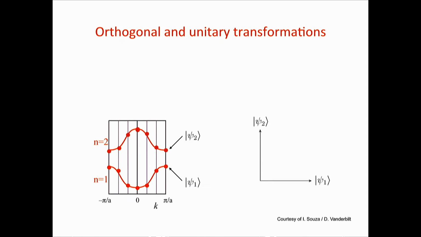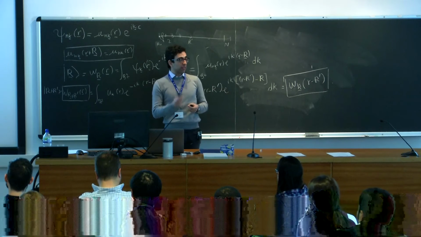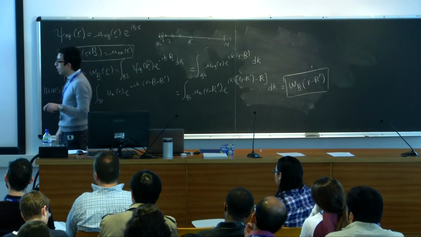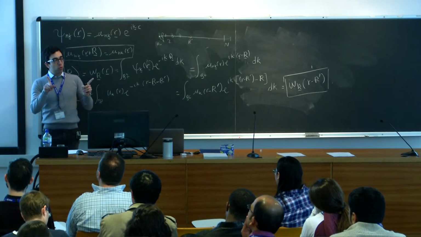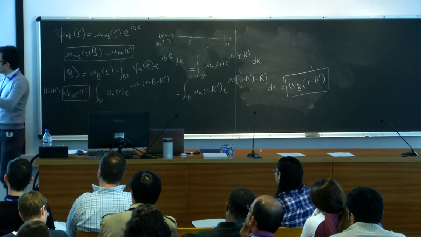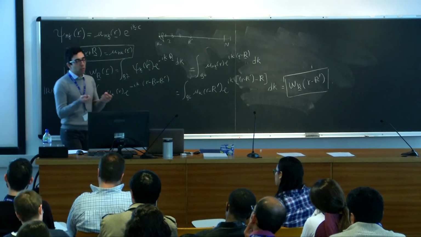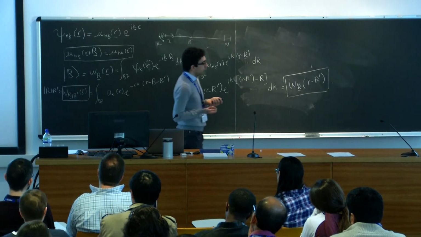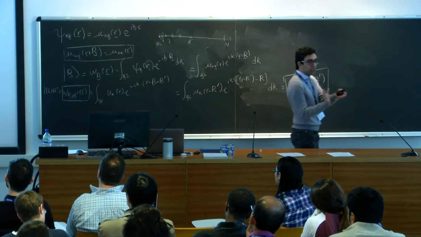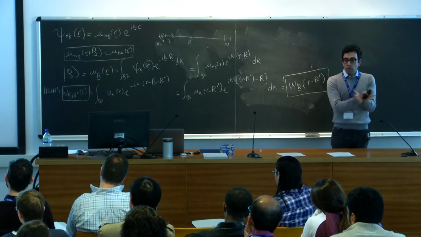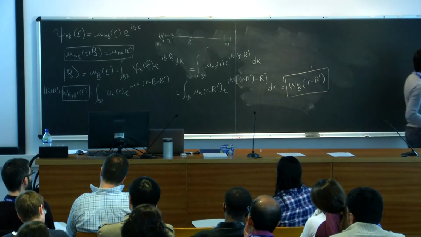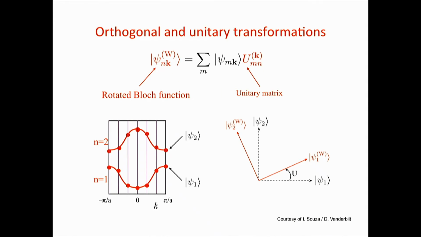You can imagine it really as a rotation. So imagine you have two states now, two bands. At each k point, I want to mix these two states, but not randomly. I want to do the unitary transformation, which you can imagine as a rotation, just changing the basis set by rotating my vectors, and so preserving the length and the angles between them. It's the typical way you change basis set when you have an orthonormal basis set. And that's just the interpretation of this U matrix.